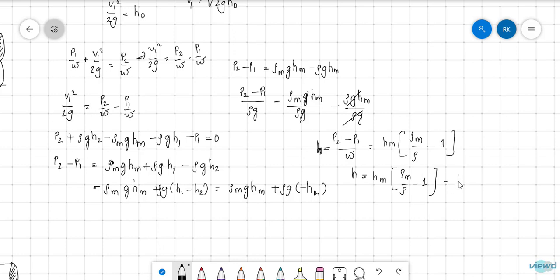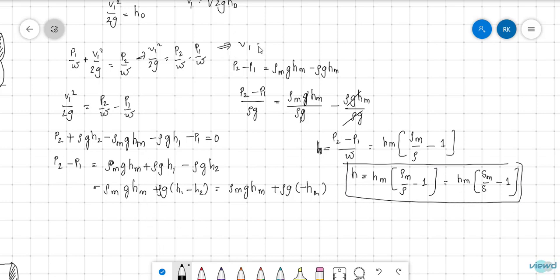This can also be represented as Hm into Sm by S naught minus 1. So we have got from this V1 is equal to under root 2gh. So under root 2g, what is h? Hm into Sm by S naught minus 1.